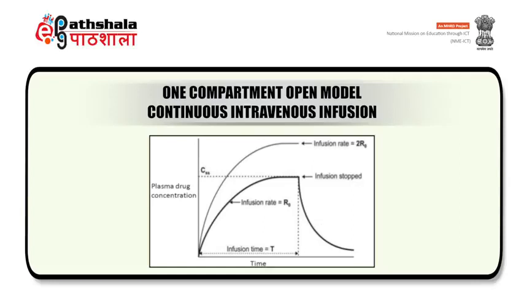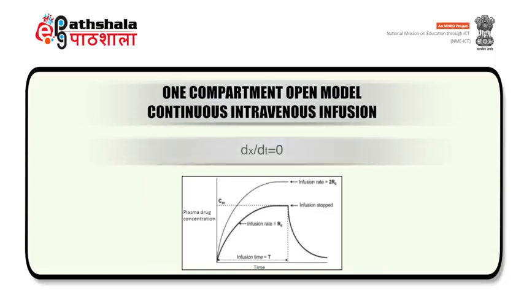The initial increase in the drug concentration is proportional to the infusion rate. In the curve, if you see the infusion at the rate R0, and when the infusion rate is increased to twice R0, the time to achieve the plateau remains unchanged. The rate of change in the amount of drug in the body is zero at steady state, that is dx by dt equal to 0.